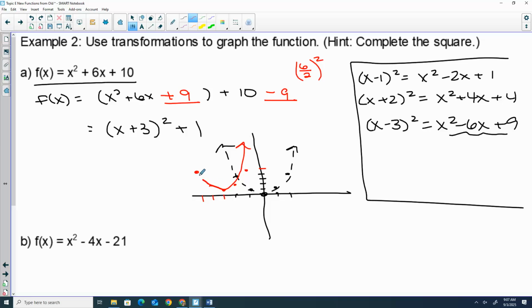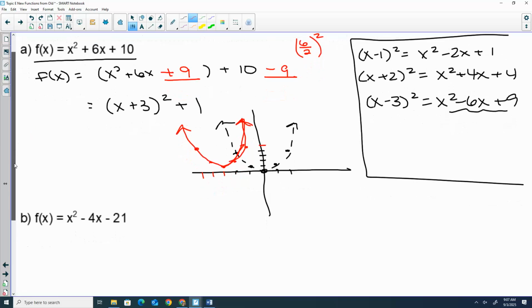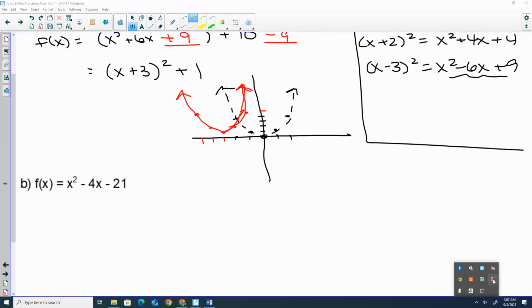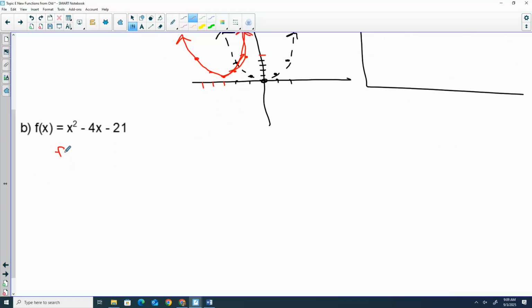I want you guys to try B. So complete that square. Alright, looks like we did pretty well with this. So you group your x's. You leave in minus 21 on the outside. So you take that middle term, negative 4, divide it by 2, and square it. So negative 2 squared is 4, so we add 4 here.